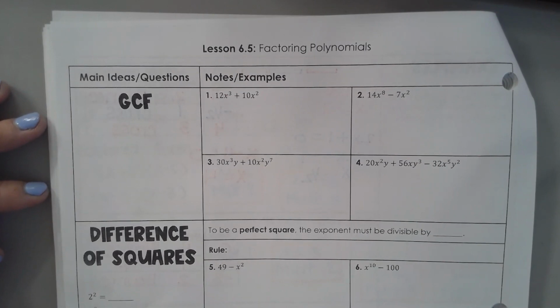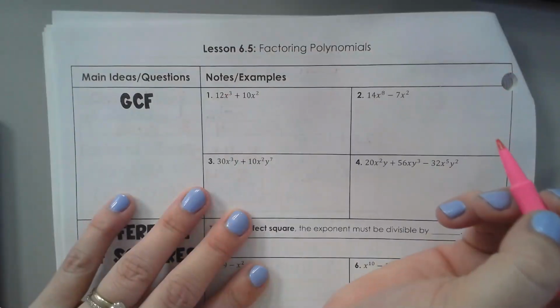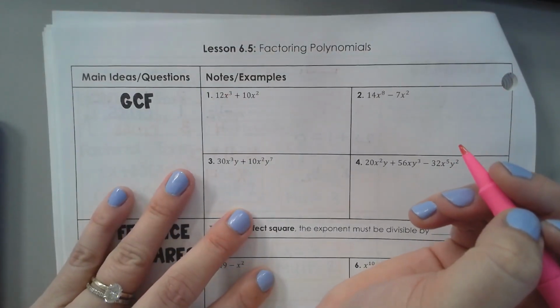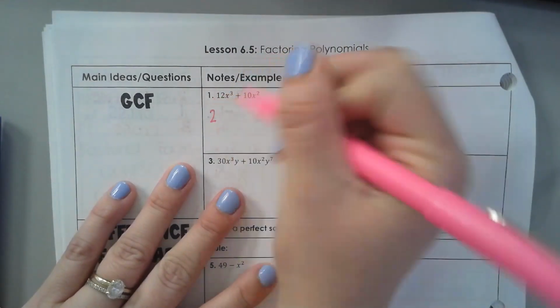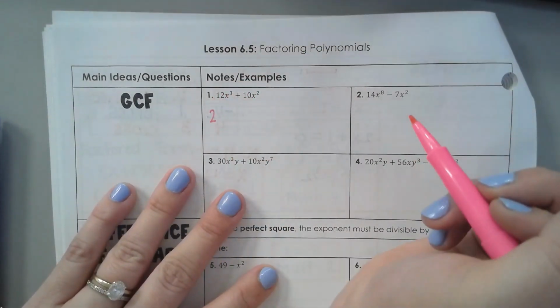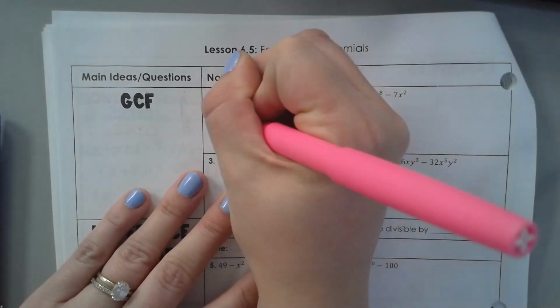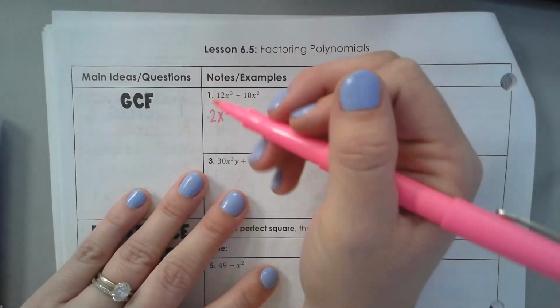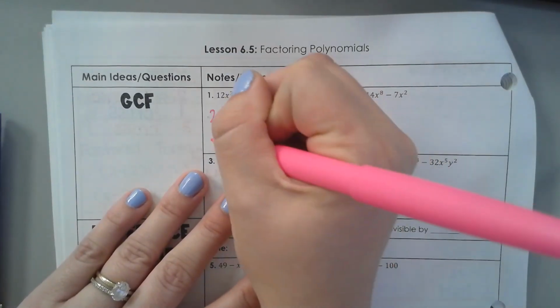So on number 1, we have 12x cubed plus 10x squared. What is the largest number that goes into both 12 and 10? 2. 2 is the only number other than 1. Okay, so we have a 2. And then if you have the x's, how many do they have in common? 2. X squared. I can take an x squared from both terms. Okay, so that's the GCF.